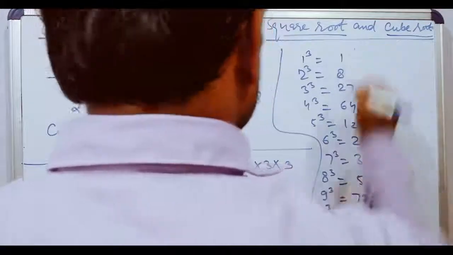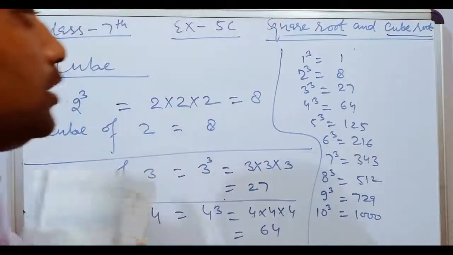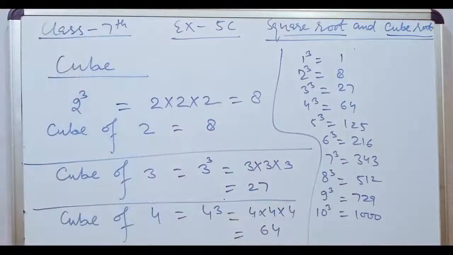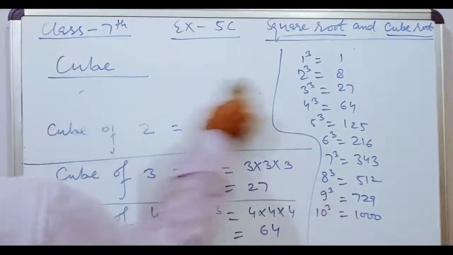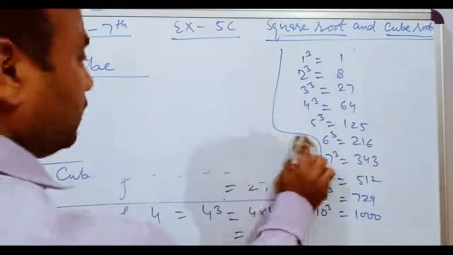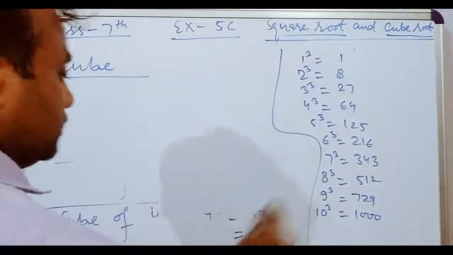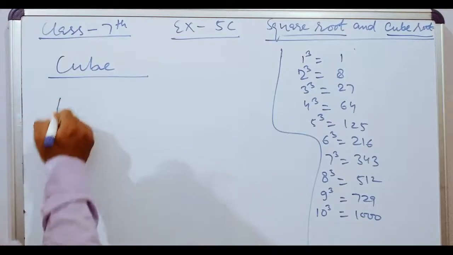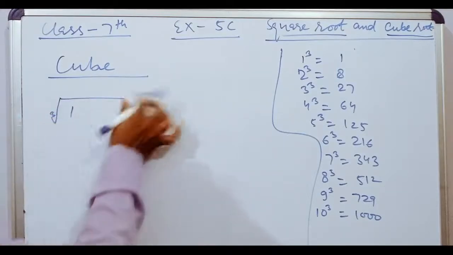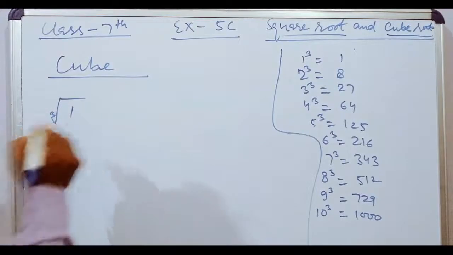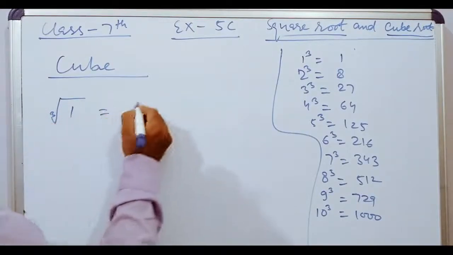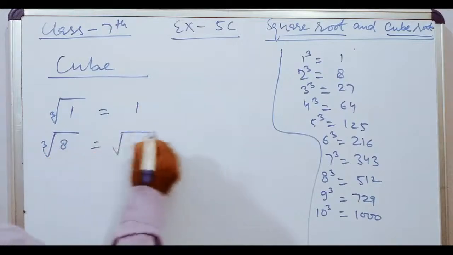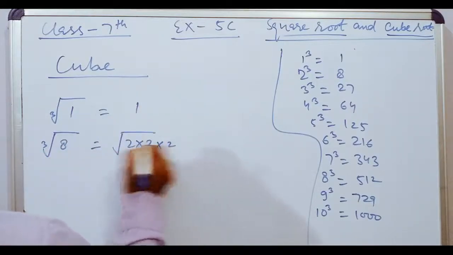And dear students, as I told, cube of 1 is 1. Now, cube root of 1. Cube of 1 is 1, then cube root of 1. You will find this is the symbol of cube root. Is 1. Cube root of 8 equal to 2 into 2 into 2 we can write.